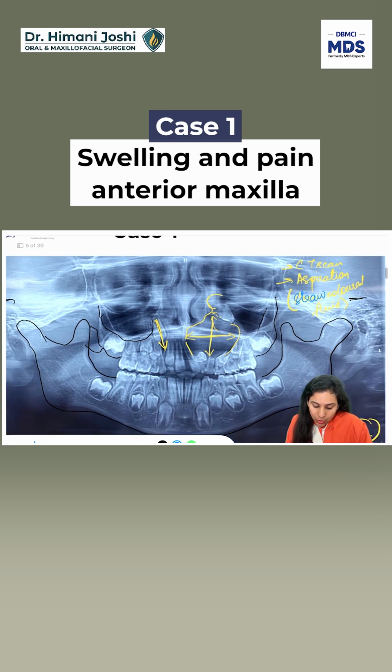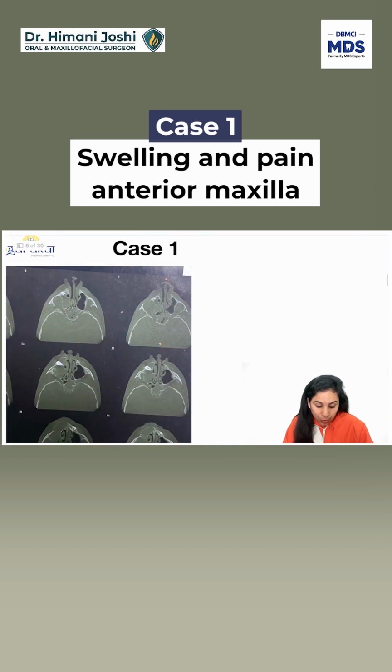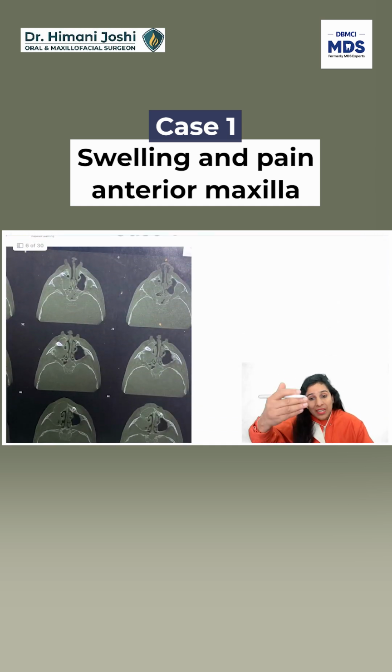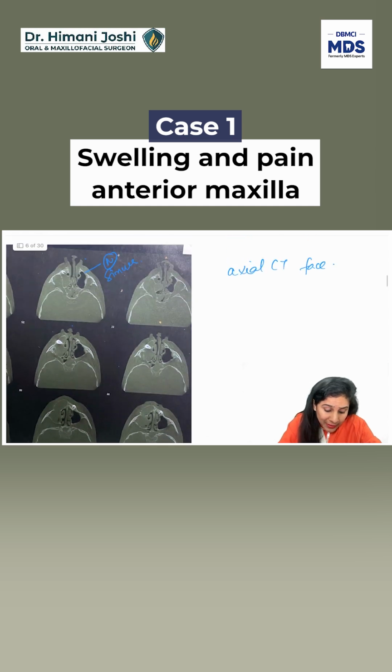So the next step was, after the CT scan, what did it show? So this is the transverse or the axial CT. Axial CT face. Why axial? Because it is taken along the long axis of the face. You've cut it axially from anterior to posterior. So you can see that this is the normal maxillary sinus, whereas on the left side, the maxillary sinus black shadow is not there. It is rather replaced by some mass or some fluid.